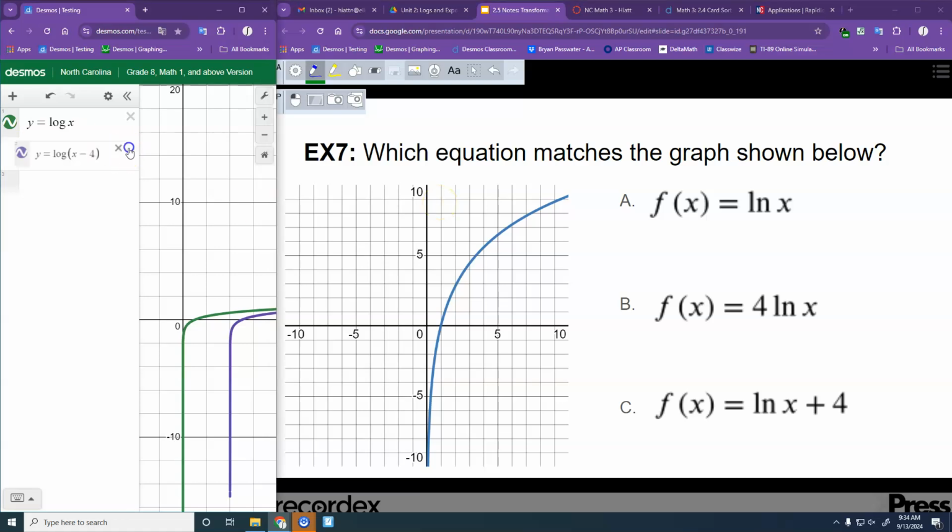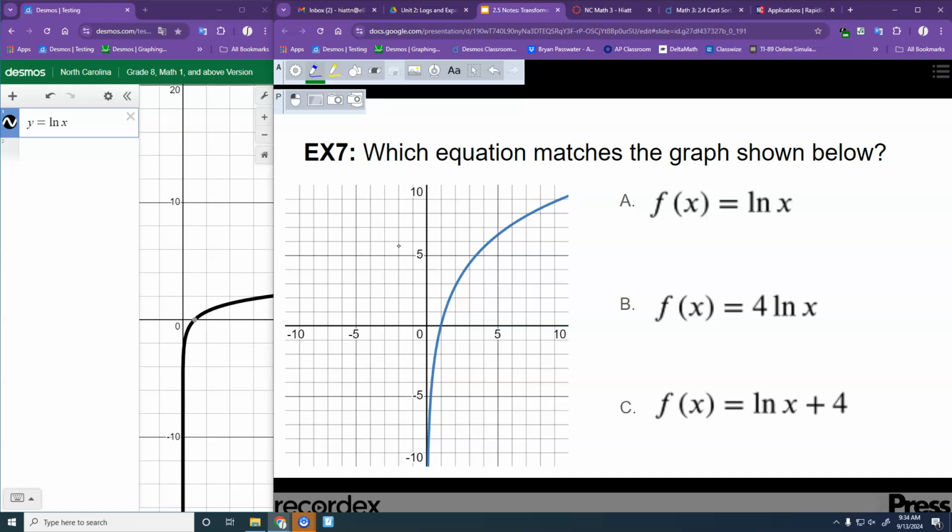All right, I'm going to graph y equals natural log of x. It looks similar, but let's look at some things. Right here, this goes through the point. I know these aren't perfect points, but for example, 5 right there. That's the point 3.5, 5.